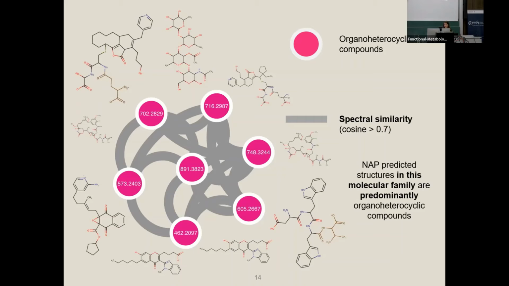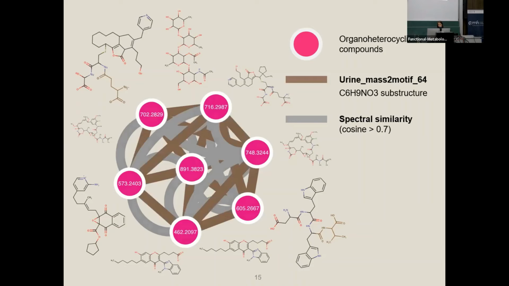So we already get an idea. A lot of things can be organoheterocyclic compounds, but we get an idea of what kind of compounds it could be. And then we can, in addition, also map the motifs. In this case, we see that all of these structures share a Mass2Motif, which was annotated as urine Mass2Motif 64. So it's a C6H9NO3 substructure.